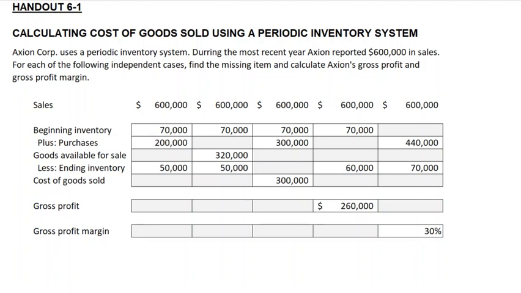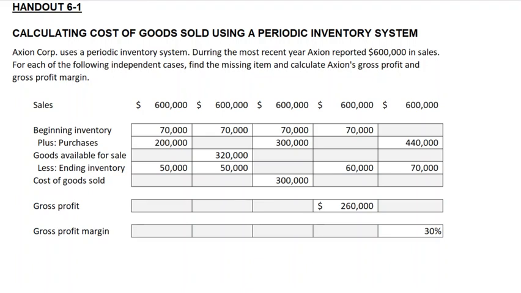In this video, we're going to walk through the calculation of various cost of goods sold items. Axion uses a periodic inventory system. During the most recent year, Axion reported $600,000 in sales. For each of the following independent cases, find the missing items and calculate Axion's gross profit as well as gross profit margin. In our first case, we're going to calculate goods available for sale.